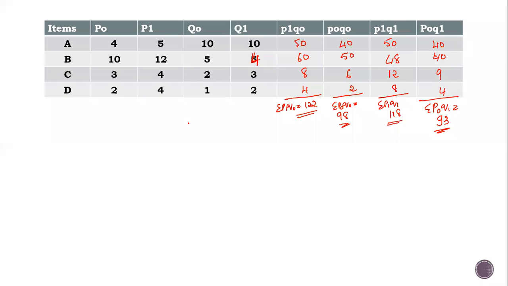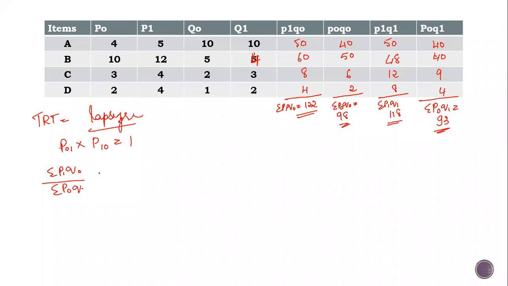Now they have asked us to find first under Laspeyres. That is TRT under Laspeyres. What is the formula under TRT? Price of the base and the current into price of the current and the base is equal to 1. So in Laspeyres, the formula will be summation P1 Q0 divided by summation P0 Q0. When you do the reverse of it, it will be summation P0 Q1 divided by summation P1 Q1. That should be equal to 1.